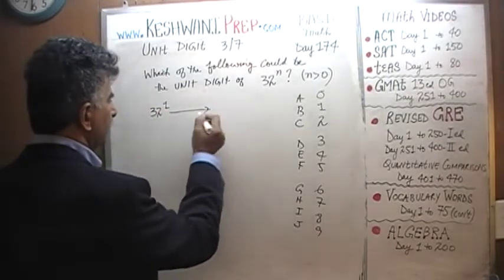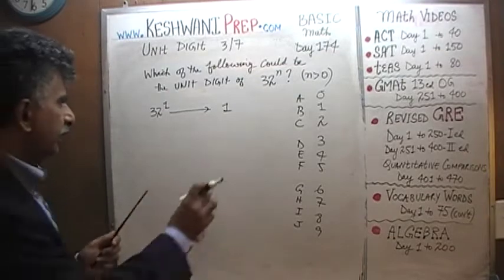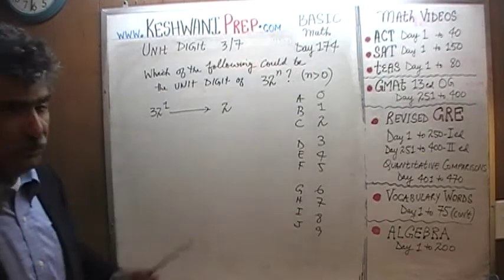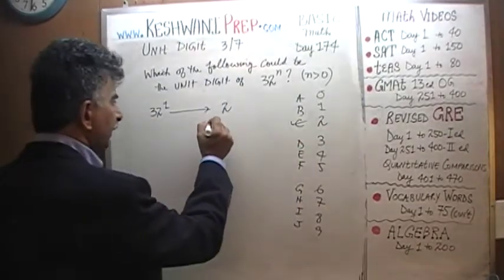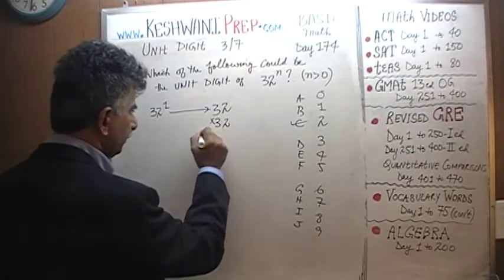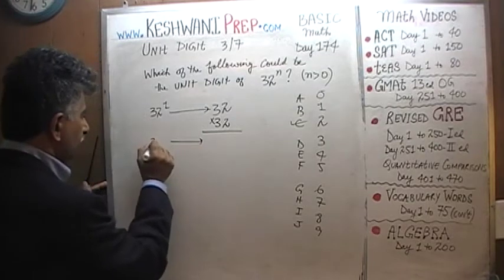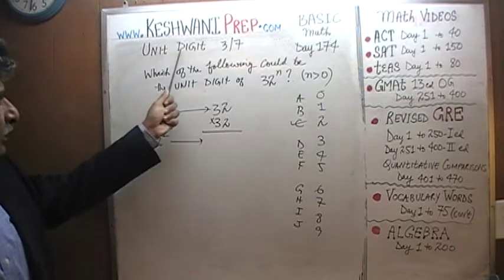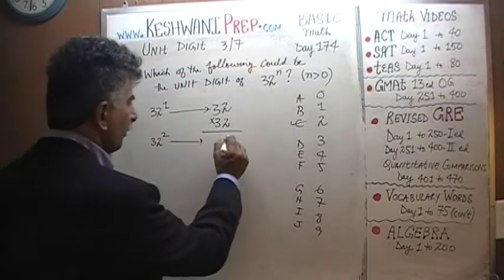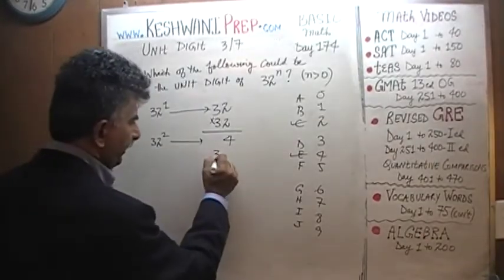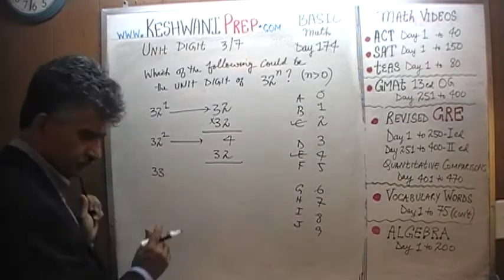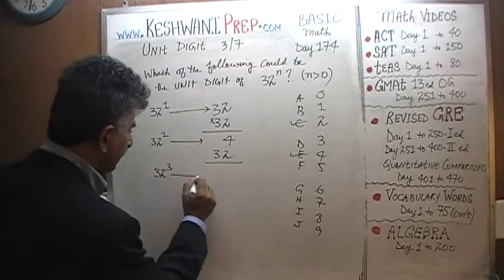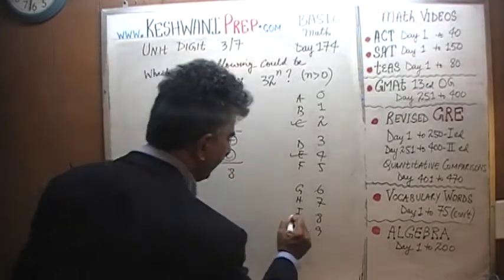32 raised to n, obviously. 32 raised to 1 is just 32, it will end in a 2. So that works. If you were to multiply that quantity 32 by one more 32, that will give us 32 squared. We don't have to waste our time trying to figure out what that is. All we are interested in is the unit digit. 32 times 32 should end in a 4. We multiply that by one more 32 and we end up with 32 raised to 3, and that quantity should end in a 4 times 2, which is 8. It will end in an 8.